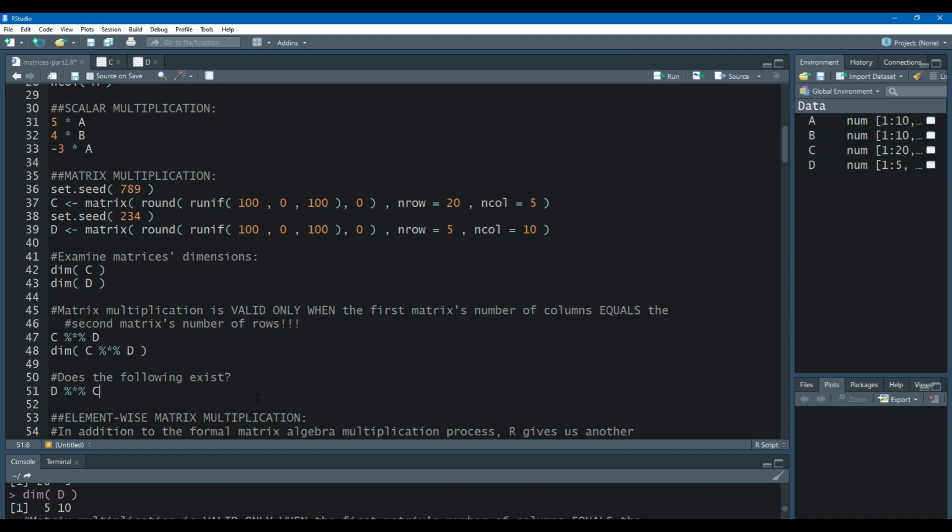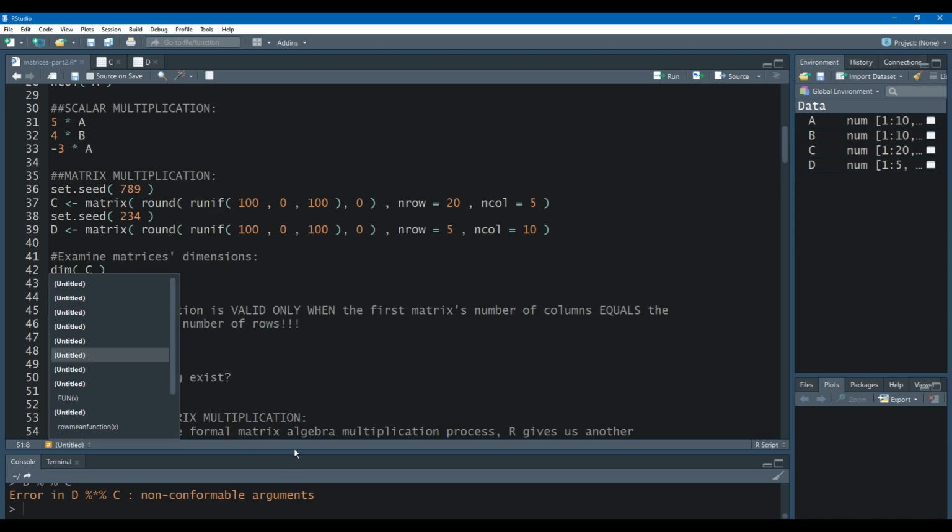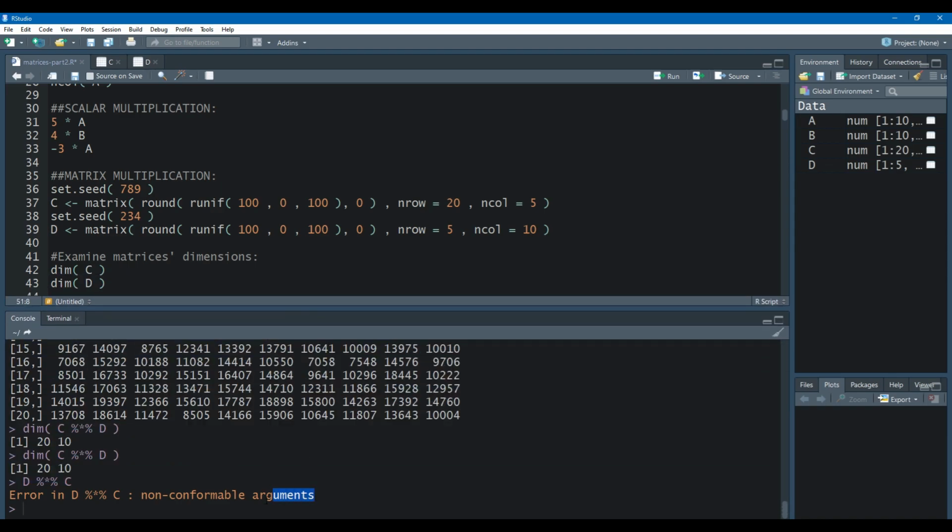So let's test it. We can multiply C by D. Now let's multiply matrix D by matrix C. Do we get the same result? And the answer is absolutely not. Remember that whole concept that order matters when it comes to matrix multiplication? Well, here's a prominent example of it.